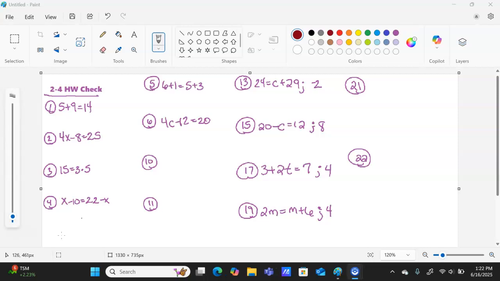Here we are in section 4, and 1 through 6, you were asked to tell whether it was a true statement, false statement, or an open sentence and explain. So here, 4 plus 5 is 14 equals 14. So this is true. And that's actually your explanation, is that 14 equals 14. This one is an open sentence. And the explanation is that it has a variable.